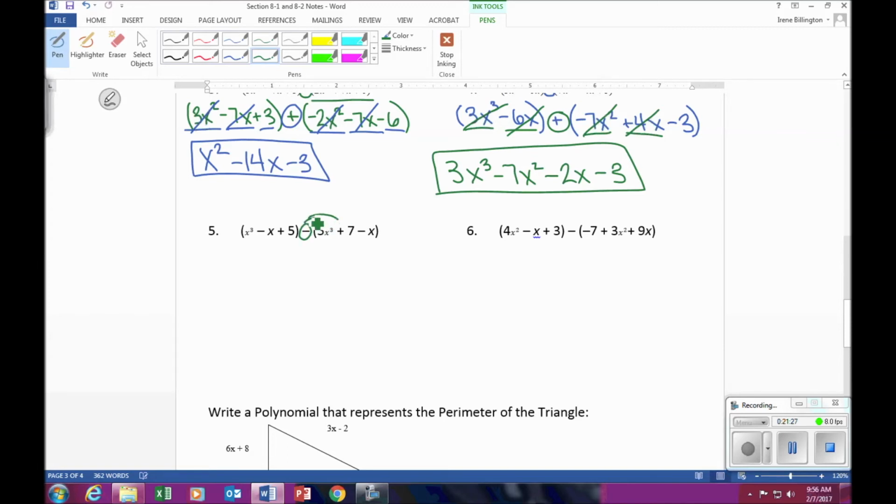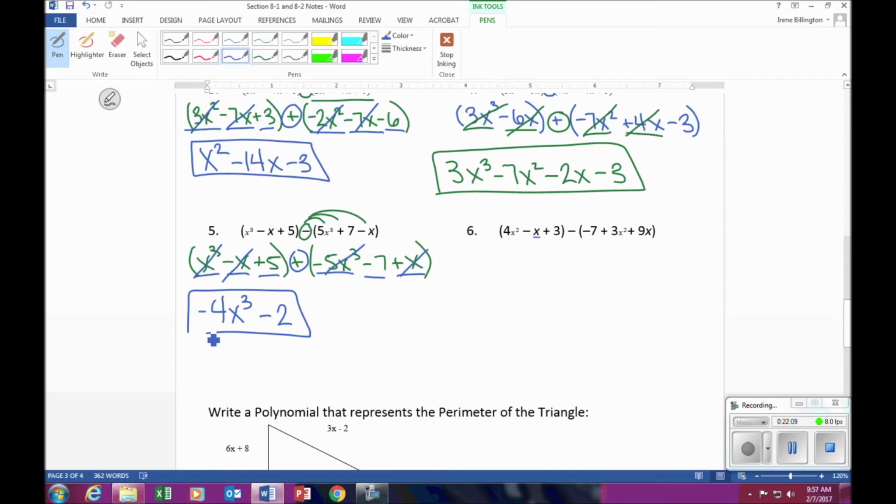Okay. So we're taking x to the third minus x plus 5, and we are adding negative 5x to the third minus 7 plus 1x. X to the third is being added with negative 5x to the third, so that would be negative 4x to the third. Negative 1x plus positive 1x, those cancel, that's just 0. And 5 plus negative 7 would be minus 2.